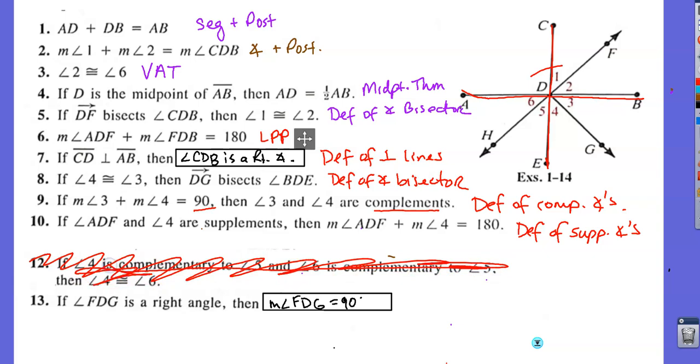But I do want to do 13. 13 says, if FDG is a right angle, then FDG equals 90. Aha. Finally, I'm saying right angle gives me 90 degrees. That's the one that's definition of a right angle.